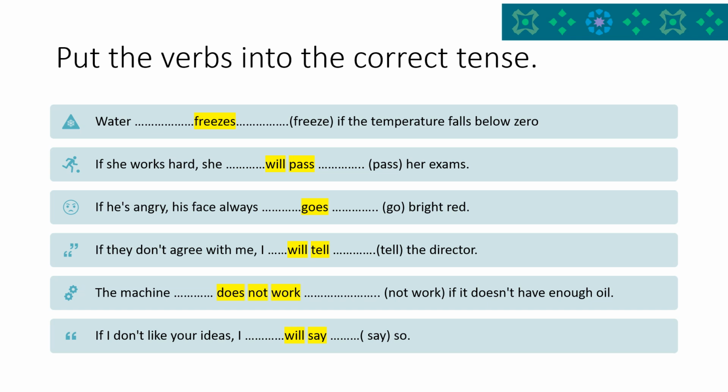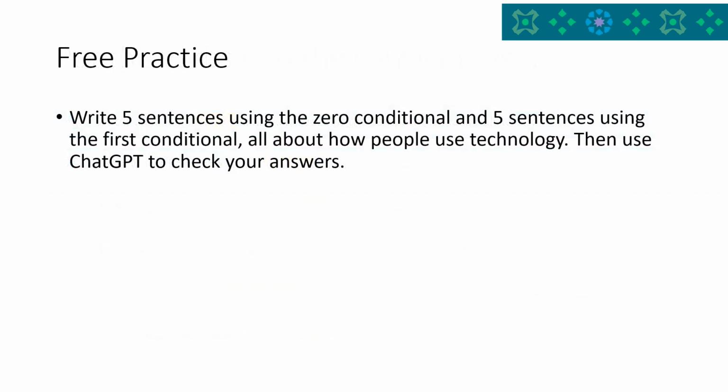After checking your answers, please use the free practice here. Write 5 sentences using the zero conditional and the first conditional, all about how people use technology. Then use ChatGPT to check your answers.